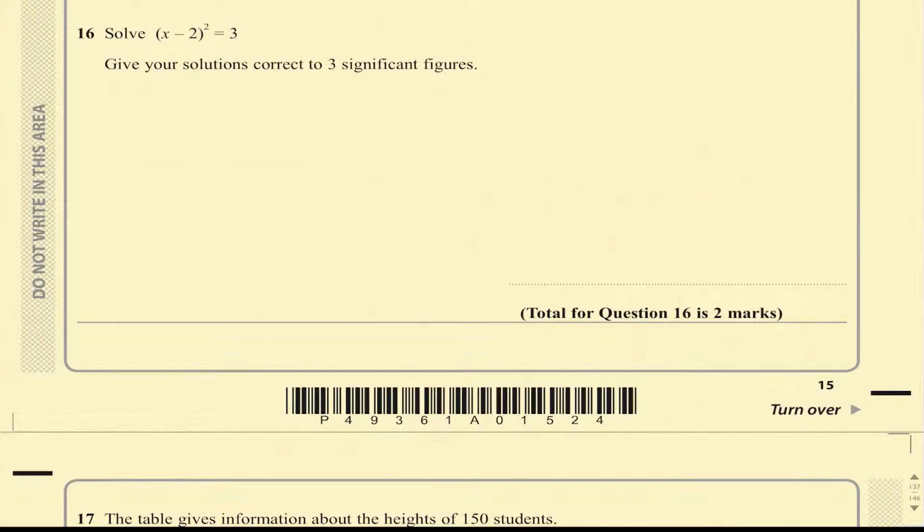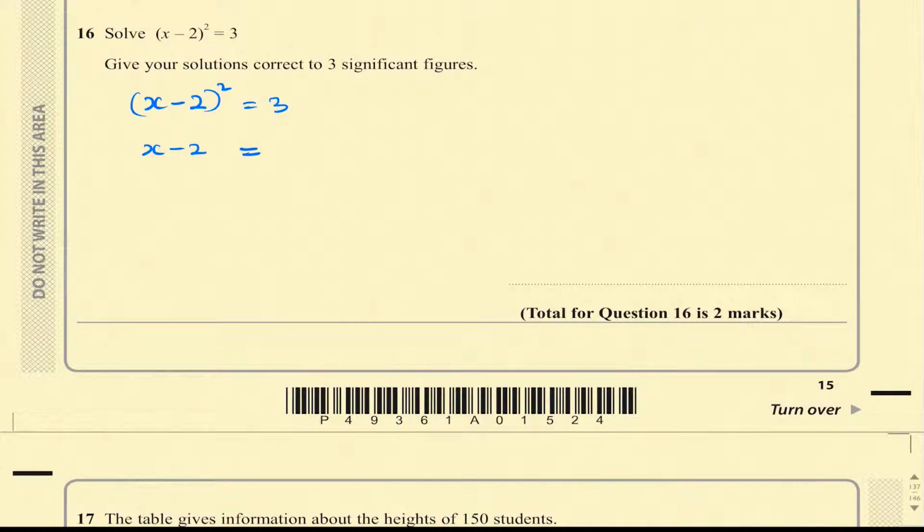Question 16. So we need to solve. Whenever it says solve, it means make x the subject in this case. So we've got (x minus 2) to the power 2 equals 3. The best thing to do is to square root both sides. So therefore x minus 2, if I square root a squared, I'll get what's inside the squared.